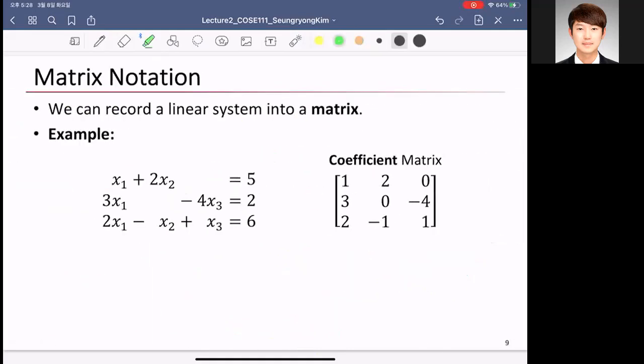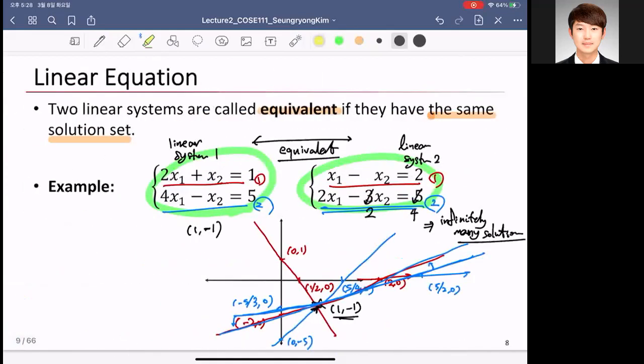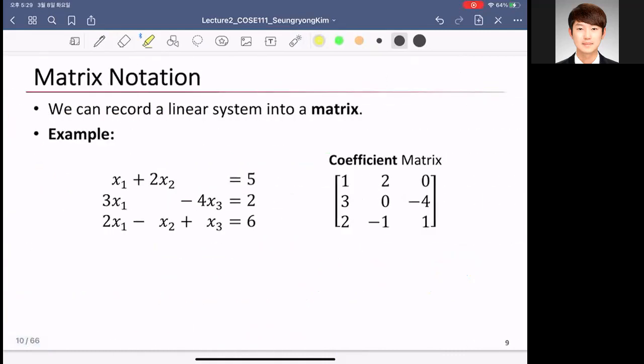We can represent our linear system in an equation form, looks like this, but we can make a more effective way to represent your linear system. I mean the definition, which is called the matrix. We can record or represent a linear system in a matrix form, which is much easier to represent your system, and much easier to understand your system.